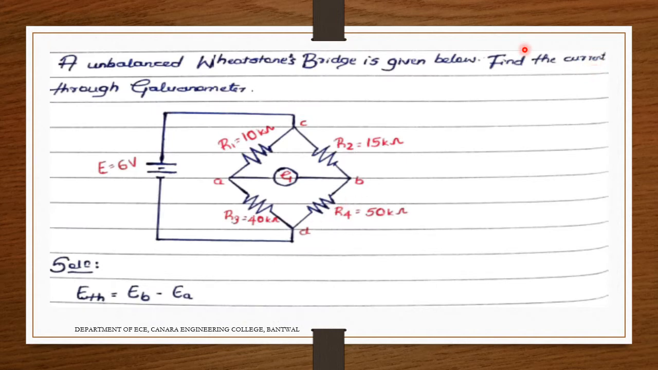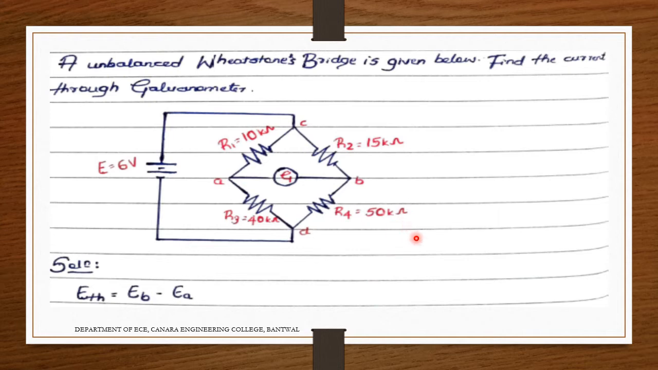Another condition they have given is the unbalanced Wheatstone bridge shown below. We have to find the current through the galvanometer across AB, because this is an unbalanced bridge. R1 is equal to 10 kilo ohms, R2 is equal to 15 kilo ohms, R3 is equal to 40 kilo ohms, and R4 is equal to 50 kilo ohms. This is the same problem, but instead of 60 I have taken 50 kilo ohms, because 60 was the balanced condition. This is the unbalanced condition.